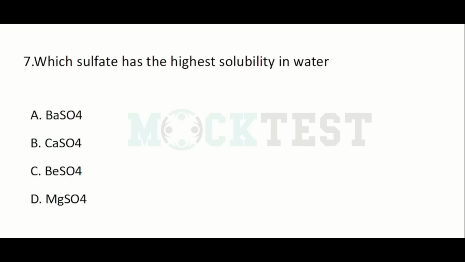Which sulfate has the highest solubility in water? Option A, BaSO4; option B, CaSO4; option C, BeSO4; option D, MgSO4. Answer: option C, BeSO4. BeSO4 has the highest solubility in water.